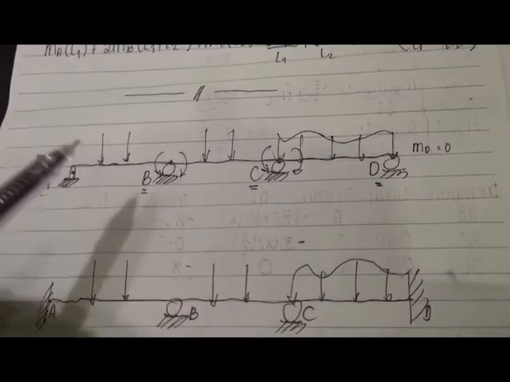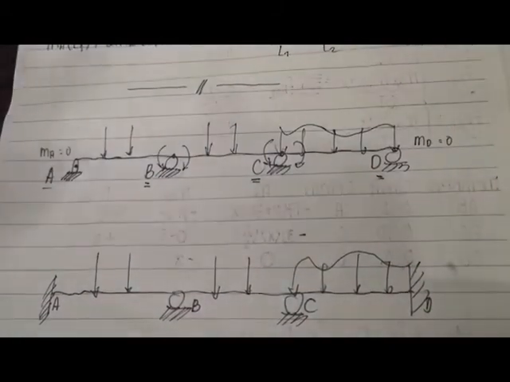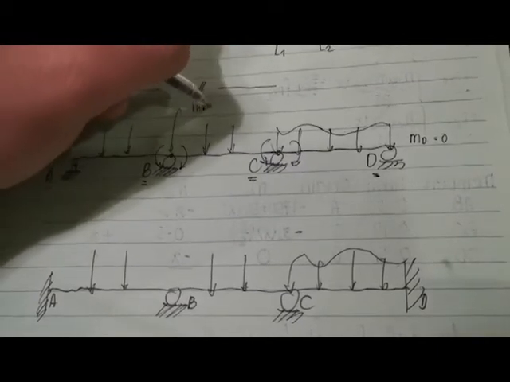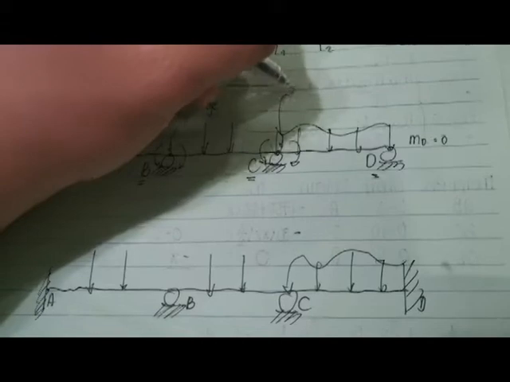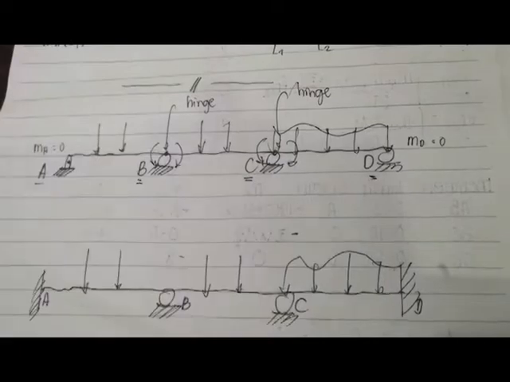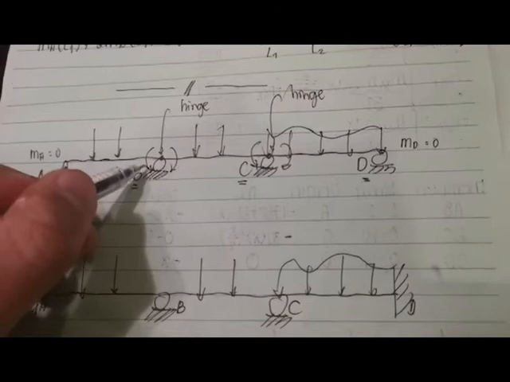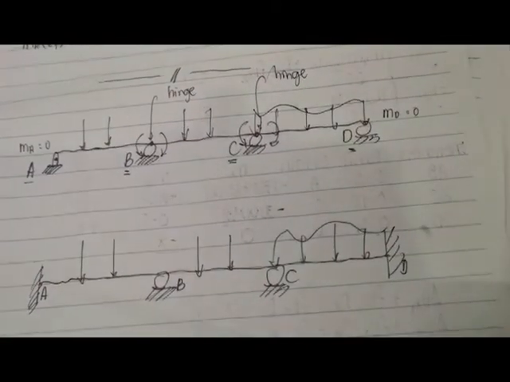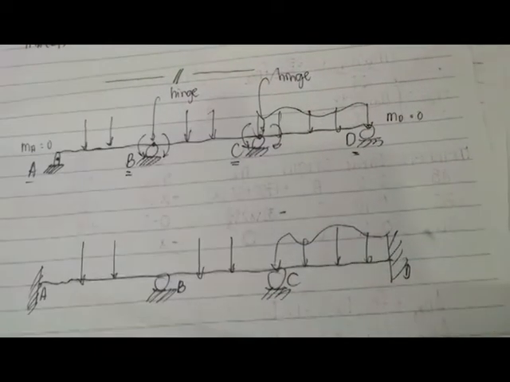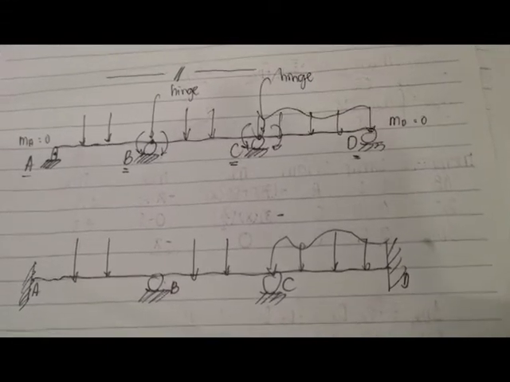In solving for the reactions, we will assume first that every span is simply supported by installing an internal hinge here, and another internal hinge. So assume simply supported first. And then when we already have the internal moment that we need to solve, we will determine the reaction due to the internal moment that we have already solved.